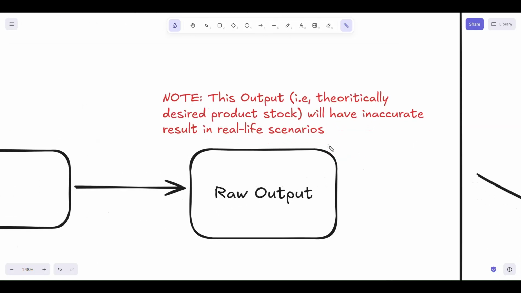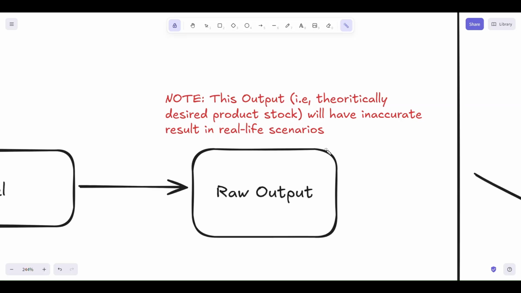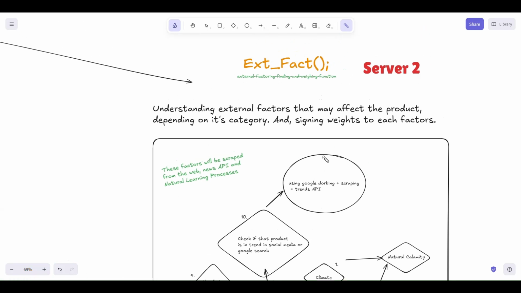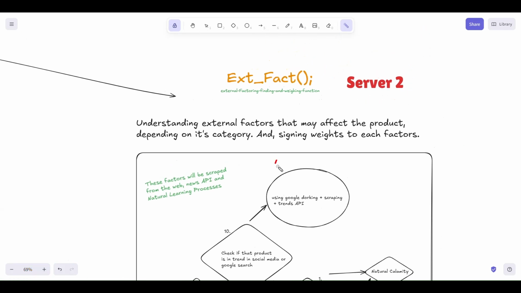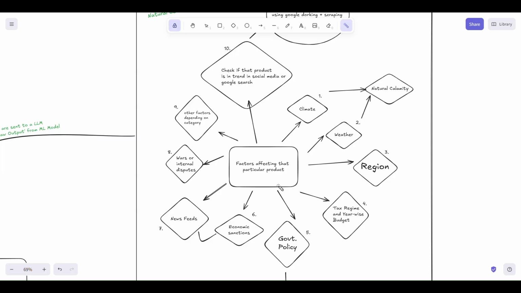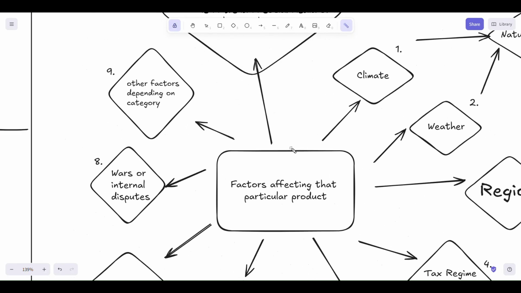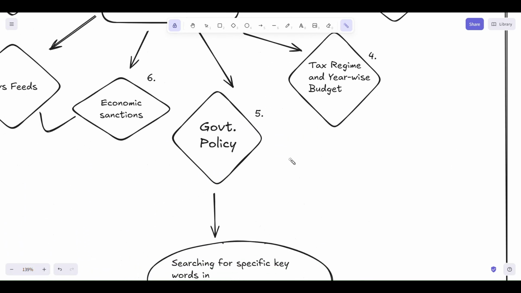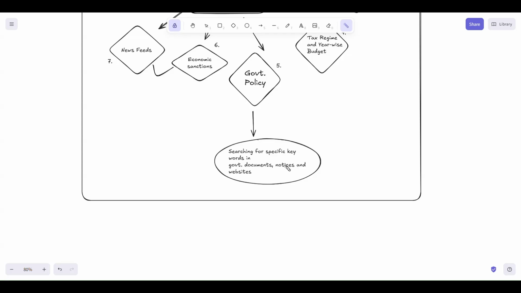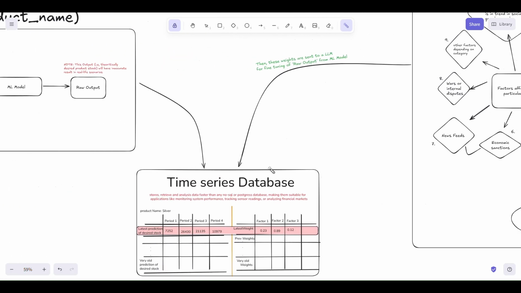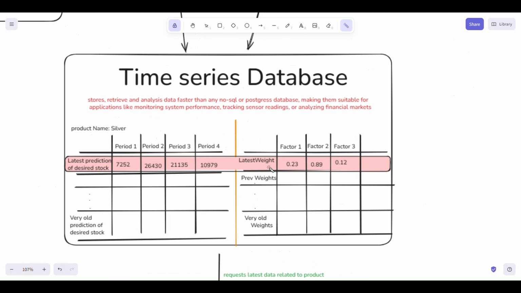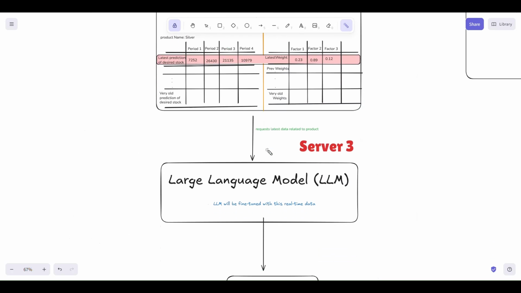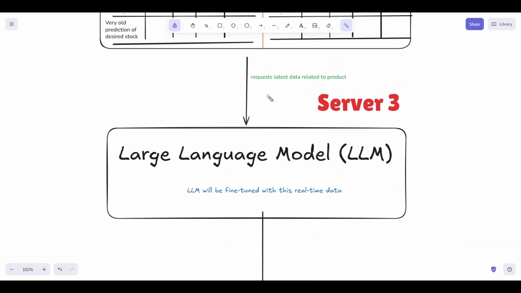It can be wrong, just like I told you before. So we have another server 2, which is the external factor server. Now this server scrapes all the information related to the factors which were generated by the LLM and provides each of them weights accordingly. And then the weights and the output from server 1 are stored in a time series database. Now this is a special database which has very fast retrieval and storing speed of data and is used for analyzing stock market exchanges or high frequency trading.